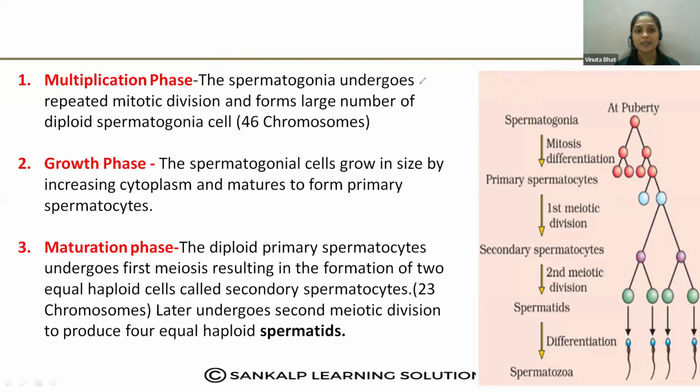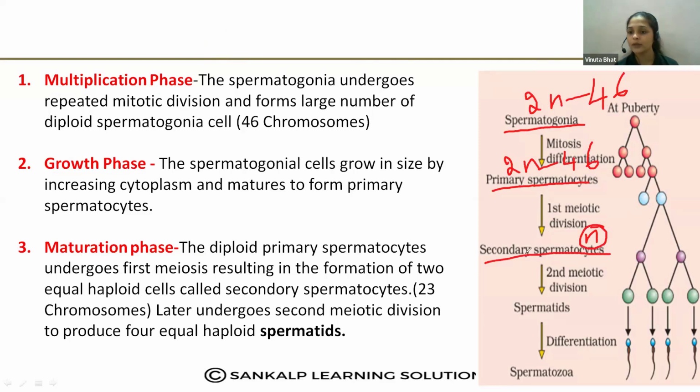Here please remember the number of chromosomes in each cell. Here, spermatogonial cell, that is diploid in number, means how many chromosomes? 46 chromosomes are there. Primary spermatocyte, that is also diploid in number, and 46 chromosomes are there. And secondary spermatocyte, that is haploid. Haploid means how many chromosomes? That is 23 chromosomes.